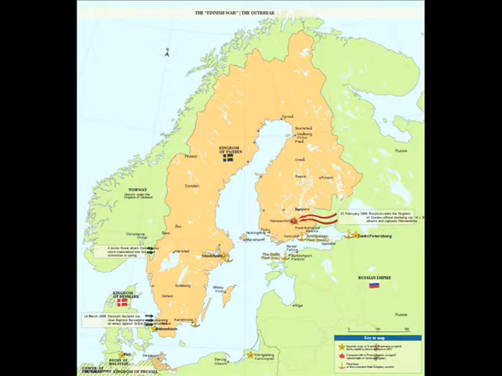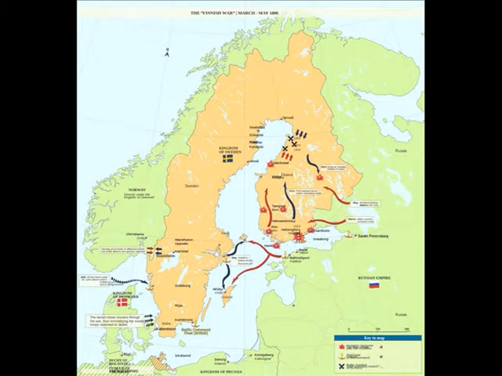Once the invasion of Finland started, the Russian army advanced very quickly towards Hämeenlinna, where the Swedish army was supposed to assemble. Instead of facing the Russians in Hämeenlinna, the Swedish army decided to retreat further north.